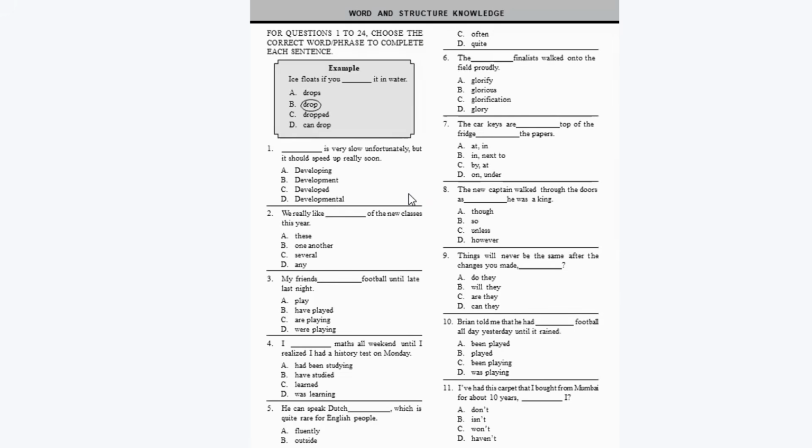Coming to the different sections, this paper is divided into 4 sections. The first section is called Word and Structure Knowledge. In this section, you will get questions from grammar and vocabulary, and each question in this section carries 1 mark.